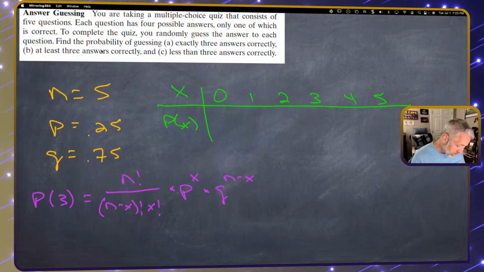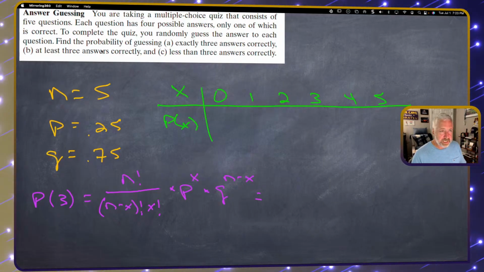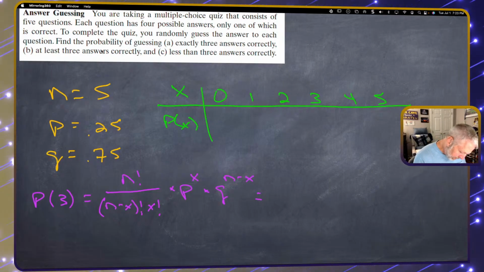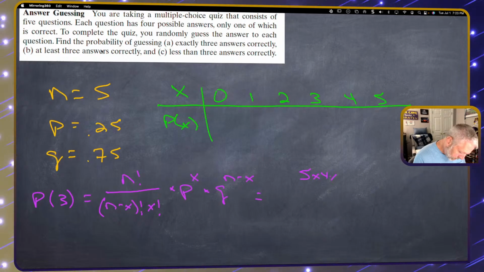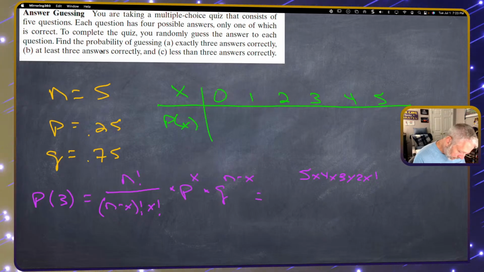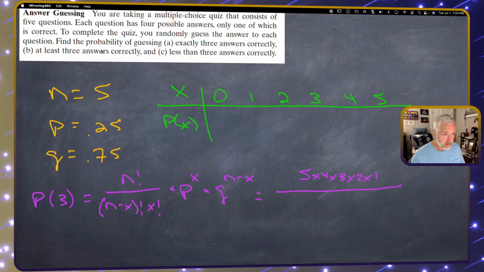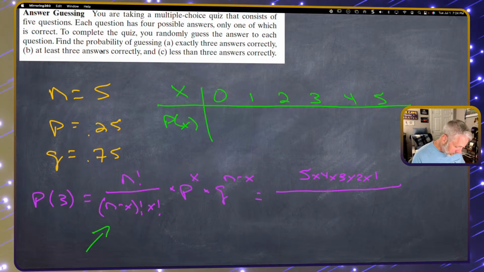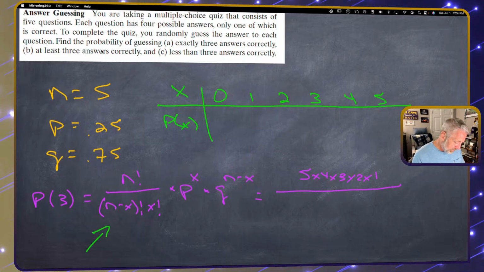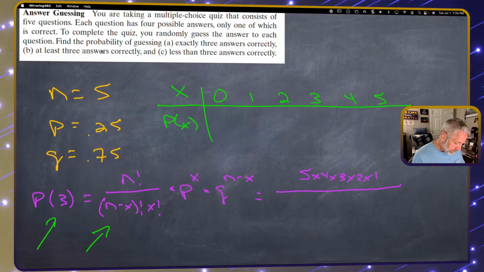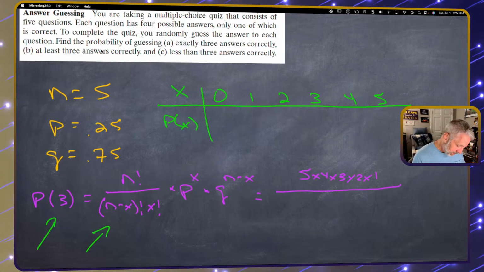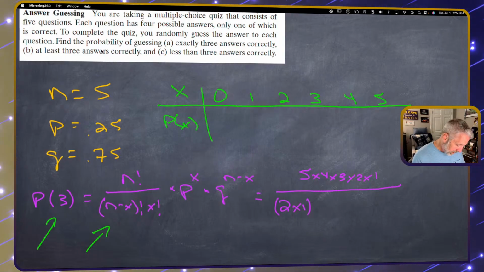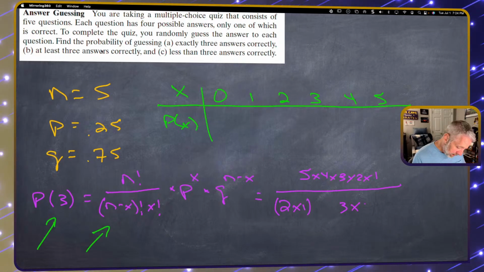Yes, all day long. Let's just set up the numbers if nothing else. So I've got 5 times 4 times 3 times 2 times 1 on top. Would you agree with me there? That's my factorial. On the bottom, I've got n minus x. Our n is 5. Our x value in this case is 3. So I've got 5 minus 3 is 2, so I've got 2 times 1, no problem. And then I also have x factorial, which is 3 times 2 times 1.